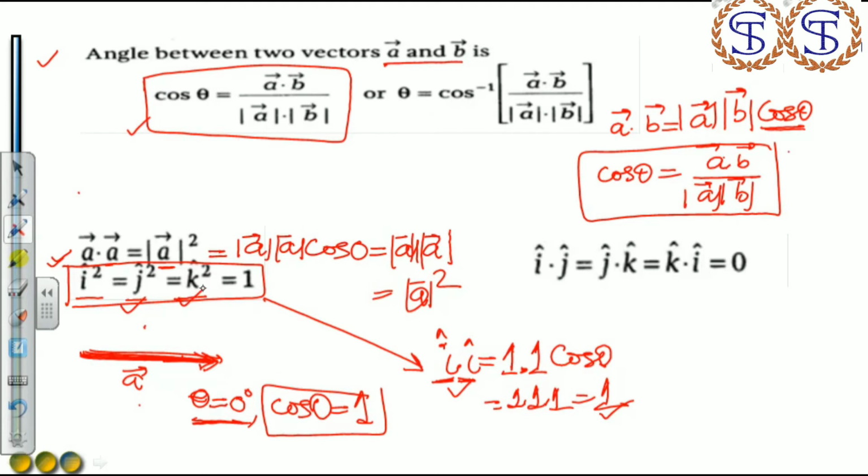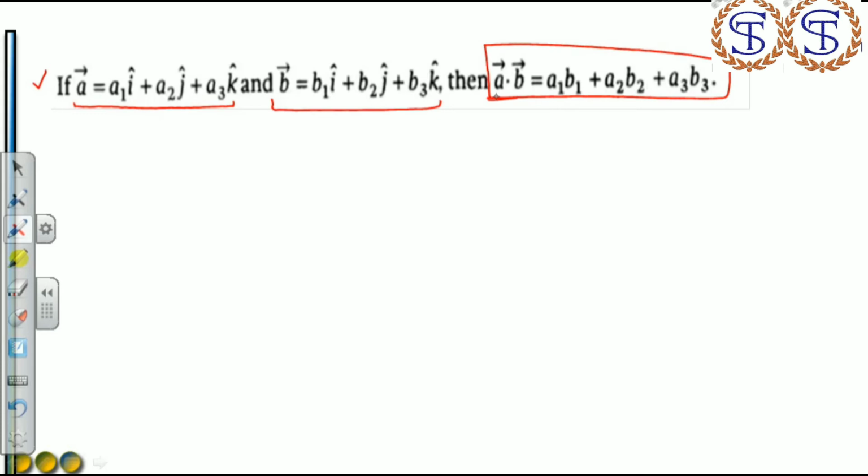Okay, is this clear to all of you, beta? Yes. Now next, one more property we have here. If we want to get the dot product of two vectors, where we have the vector A in expanded form, and again we have the vector B in expanded form, then we have a formula to get the dot product.